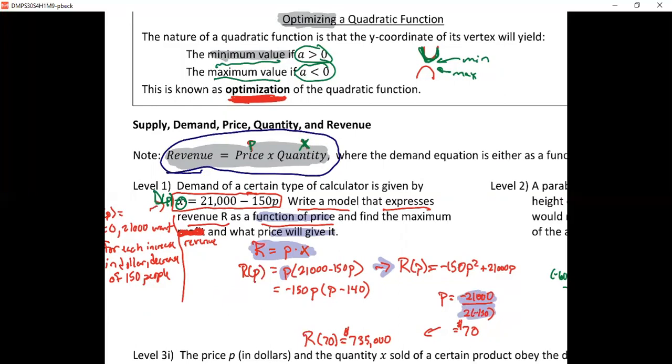Now, an alternate approach, and something that I see a lot in this section, is that rather than put it in standard form, we can utilize the intercept form. That involves factoring. If I factor out the negative 150 from here, what we can see is this is our intercept form, and halfway in between the intercepts is P equals 70. Either way we get it, $70 is going to be the price that gives us the maximum revenue, and that maximum revenue is $735,000.